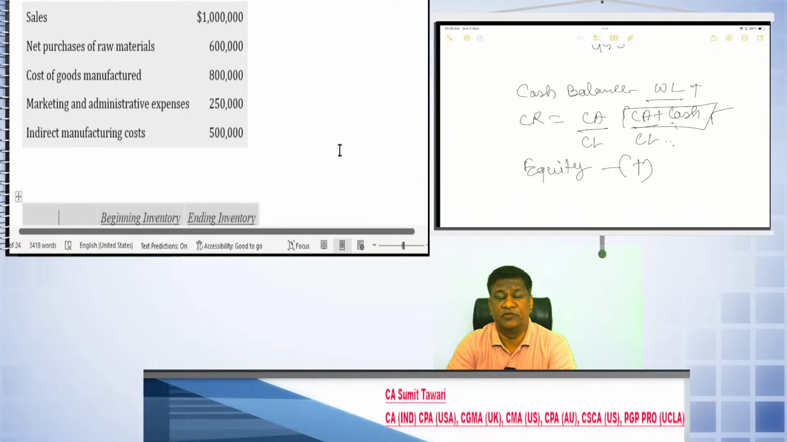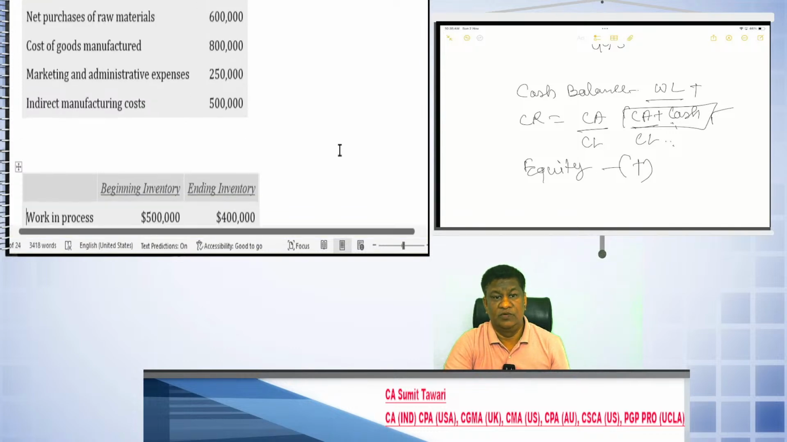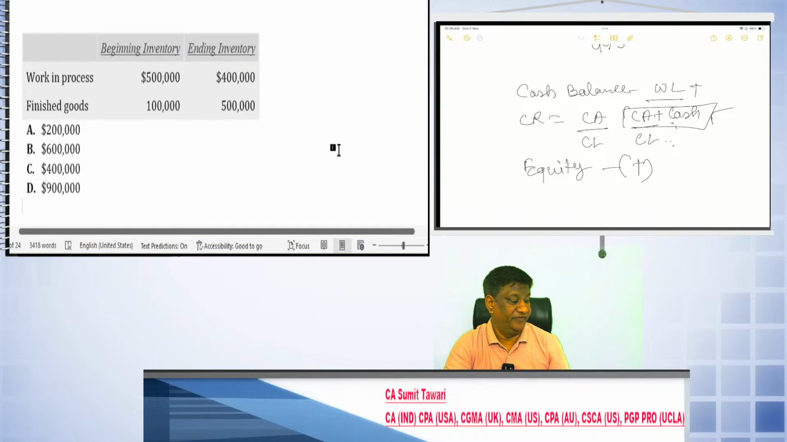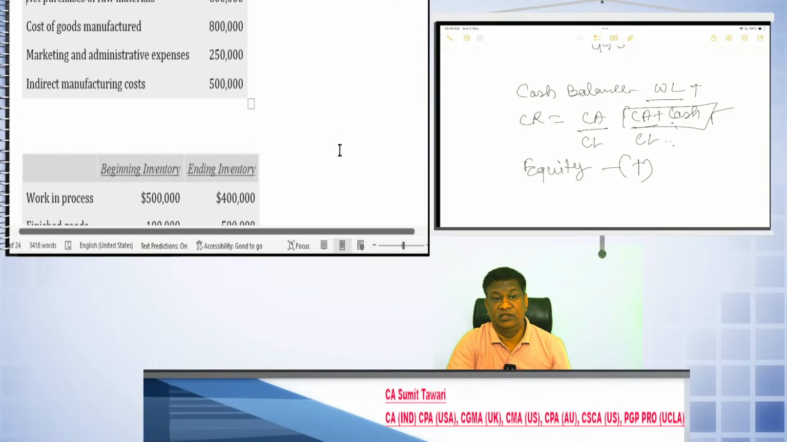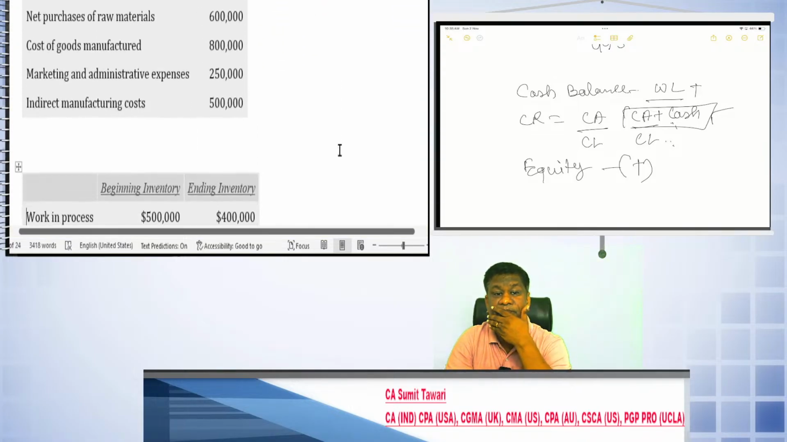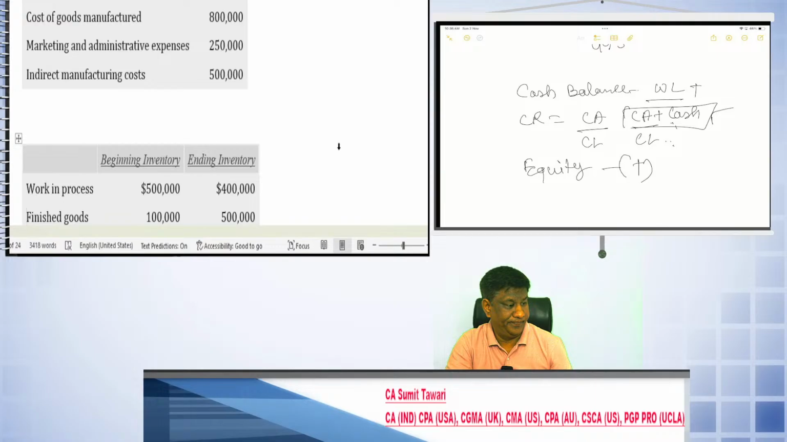Cost of goods sold you need to calculate. Beginning inventory and closing inventory they also gave. Sir, will indirect cost be ignored or not? We need to take manufacturing cost. So it is a part of cost of goods sold. Four lakhs, sir. Yeah, 4 lakh.